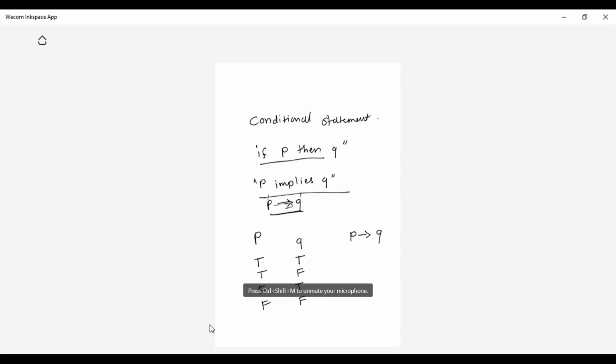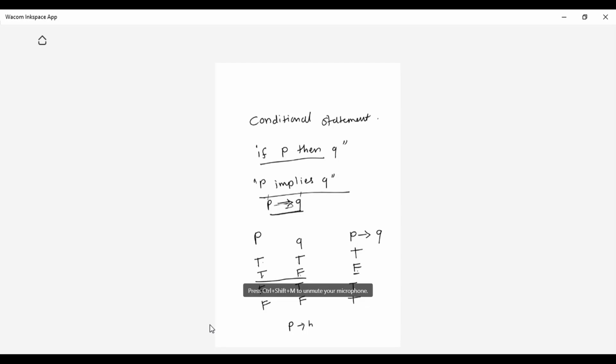Now see this. True, true, I will have true. True, false, I will have a false value. So this is very important. Only for this condition you will have a false value. If P is true and Q is false, you will have a false value for the conditional statement. Otherwise, you will have a true value for the rest. So remember for the conditional statement, if P then Q or P implies Q, only when P is true and Q is false will you have a false. Otherwise, you will get the true value.